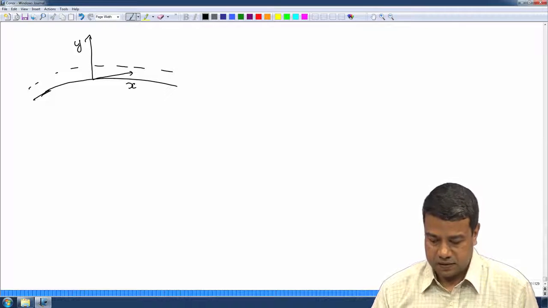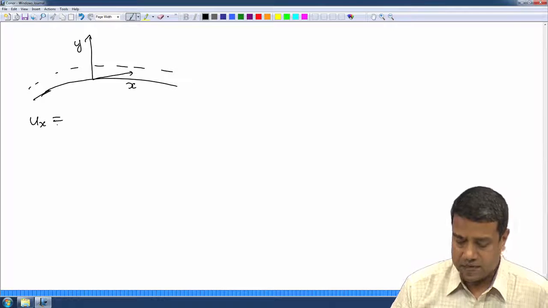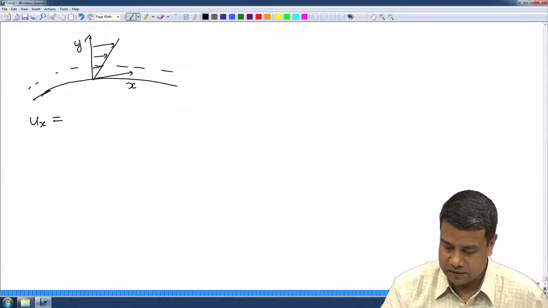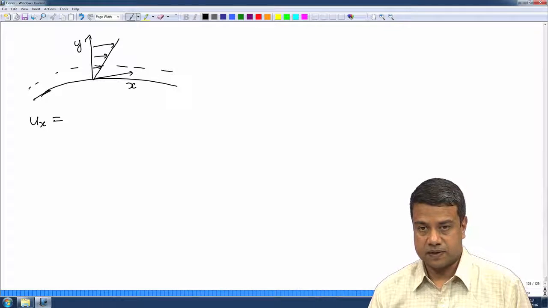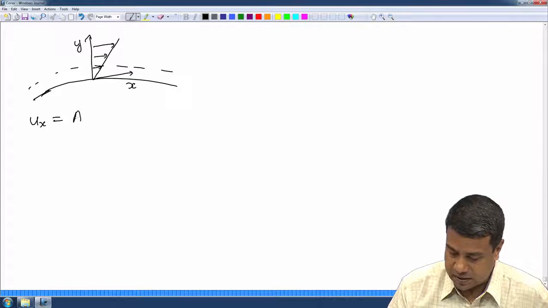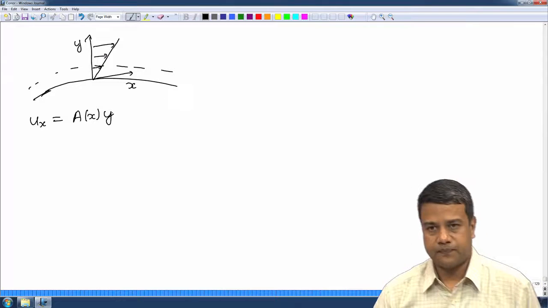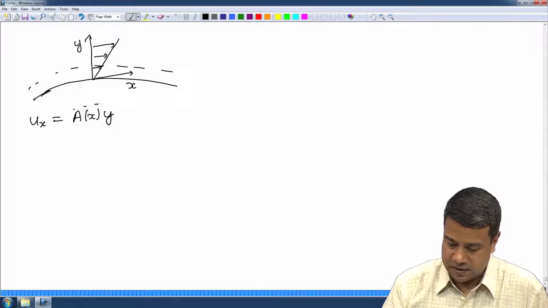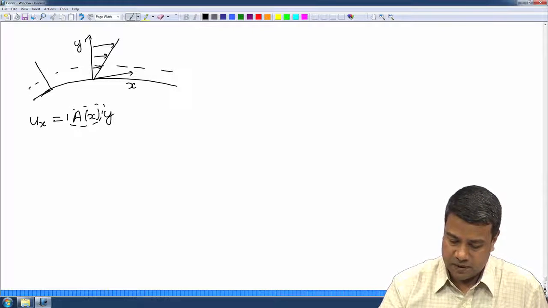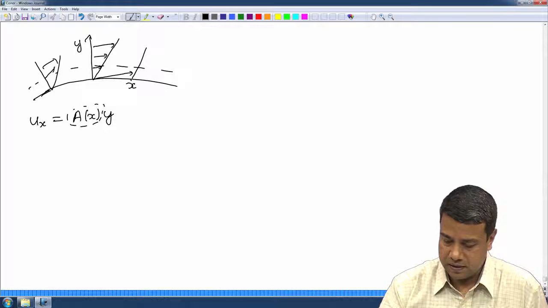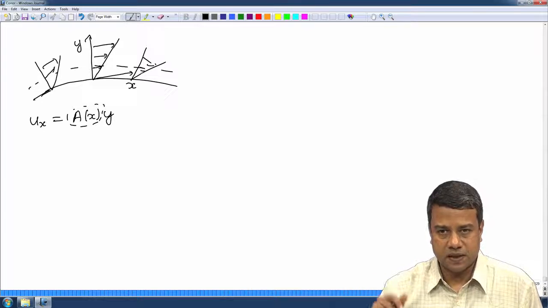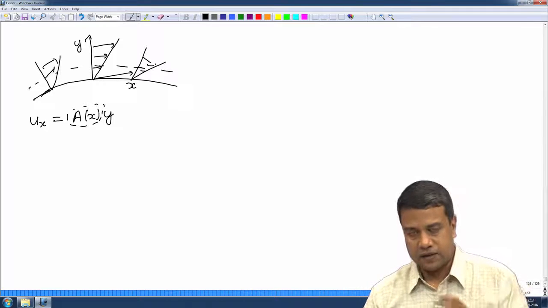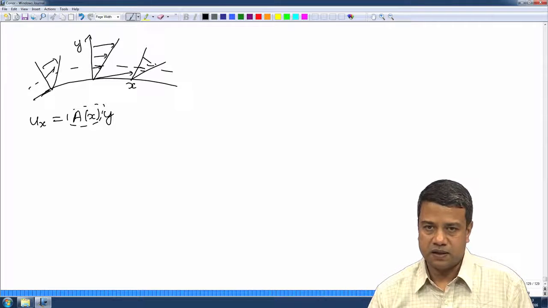The velocity in the x direction has to necessarily increase with distance from the surface. It has to increase linearly with distance from the surface. It has to scale as some function of x times y. This function is the strain rate at the surface, which may very well depend upon the location on the surface. But wherever it is, the velocity has to be 0 at the surface itself. So the velocity has to increase linearly with the y coordinate from the surface. That constant, the strain rate, can very well depend upon the streamwise location.